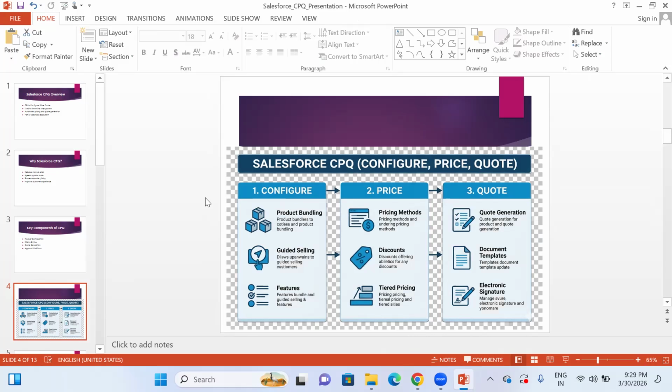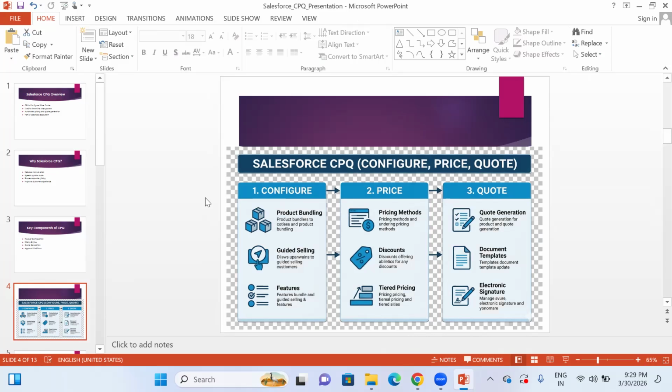Product and quote generation will happen. At the same time, document templates can be generated and updated, including managing electronic signatures. All these things will be part of Salesforce CPQ. So this is, in short, configure, price, and quotation using Salesforce CPQ.